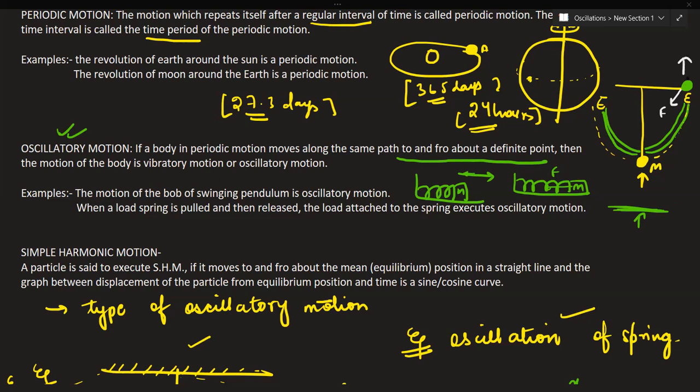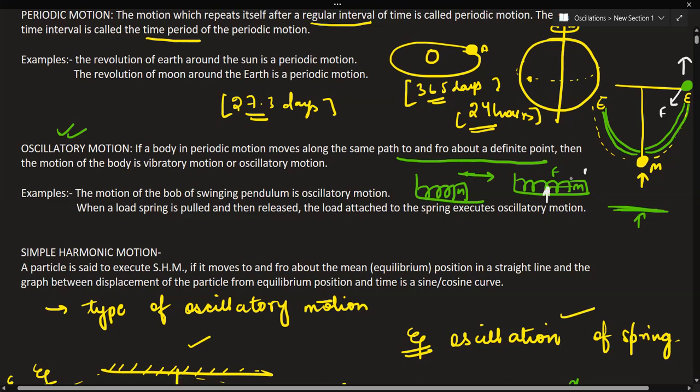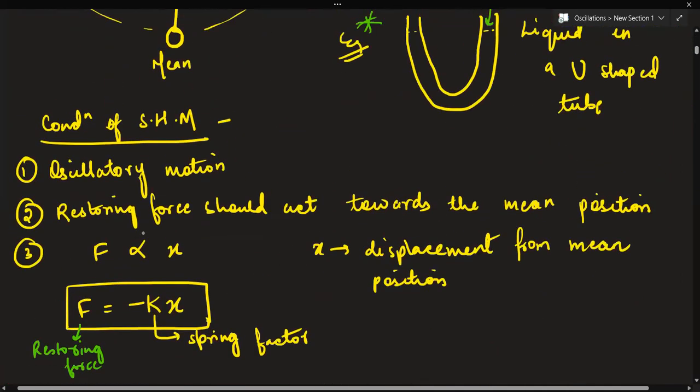So in order to bring this bob of the pendulum back to its mean position, the restoring force has to be directed towards the mean position. Even if you take the example of this block of mass m attached to the spring, if I have taken it to this extreme end and this was the mean position, the direction of restoring force should be towards the mean position. Then only the object will come back to its mean position. So this is the second condition of SHM, that the restoring force should act towards the mean position.